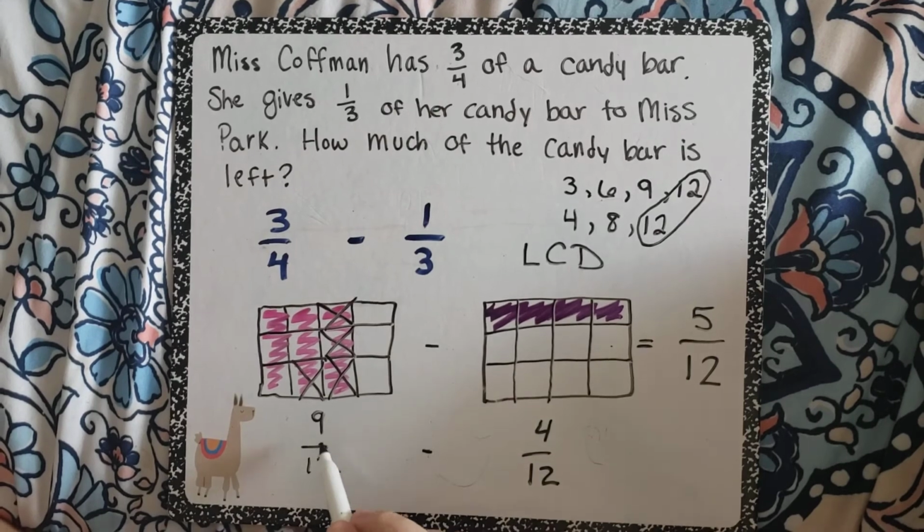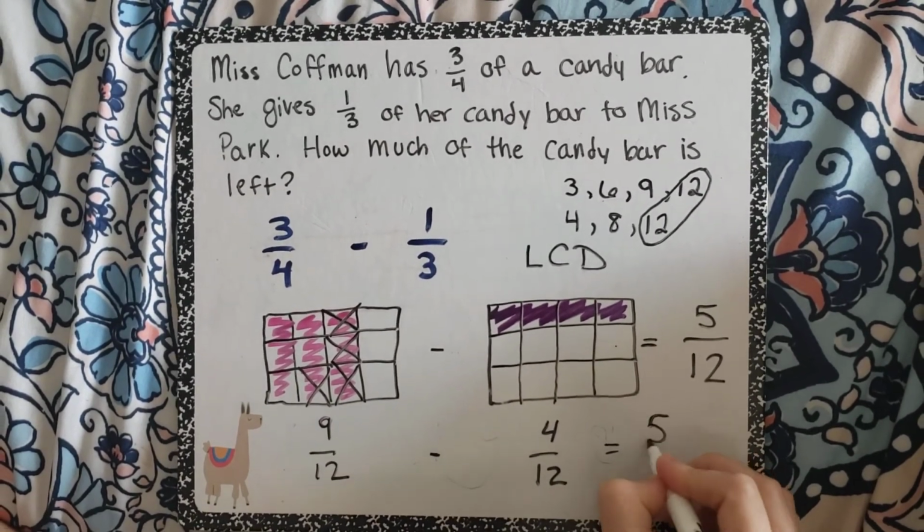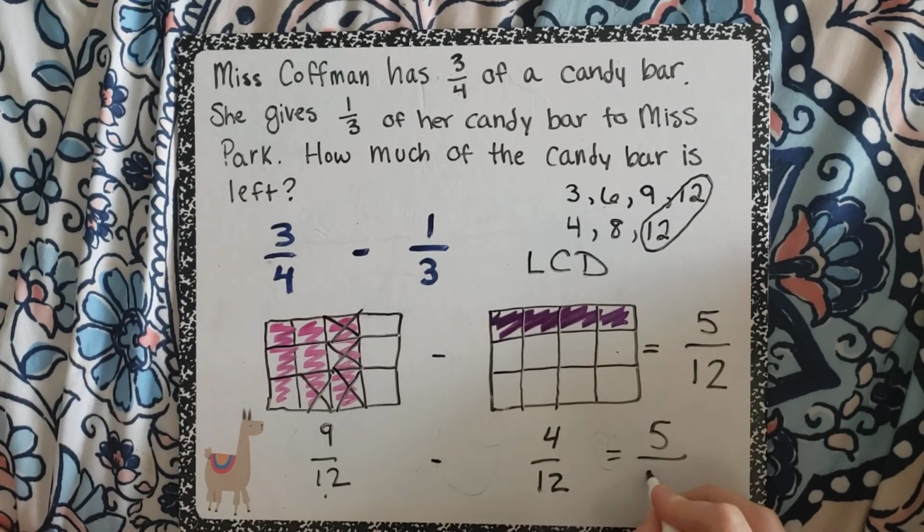which you could also have gotten if you just subtracted 9 minus 4, and I would keep the bottom the same.